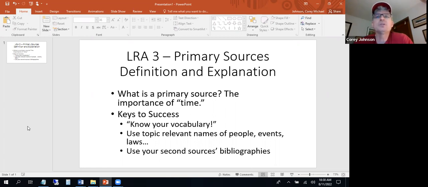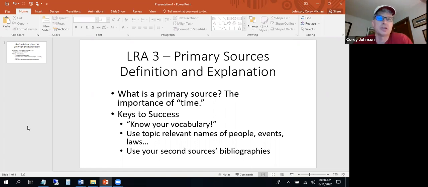But it's also important to note that you do not necessarily need to have a firsthand account for something to be a primary source. For example, historical newspaper articles can be primary sources.